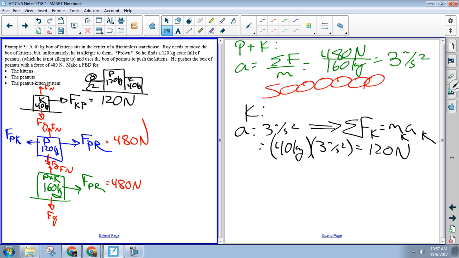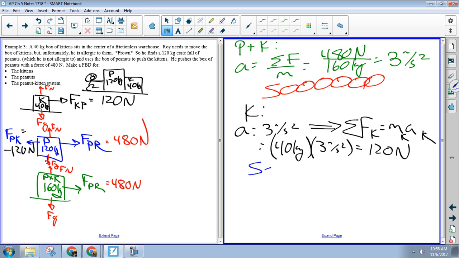All right, and often what you can do when you get to this point is you can use this information to check your work. Because look, if the force of the peanuts pushing the kittens is 120, then this force has to be negative 120, right? The force of the kittens pushing the peanuts. Follow? If you're dyslexic, this chapter is going to be your worst nightmare, and I'm sorry in advance. All right, are we good? Yeah. All right, so now we can kind of check.